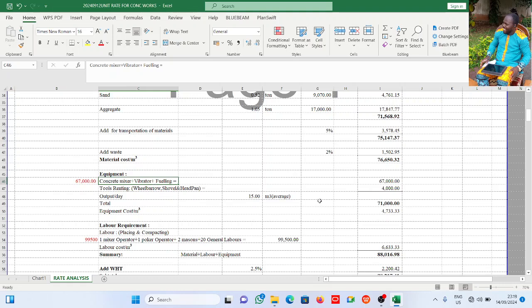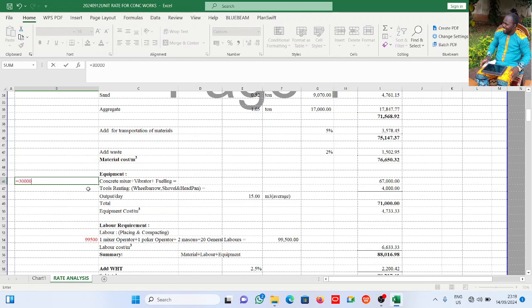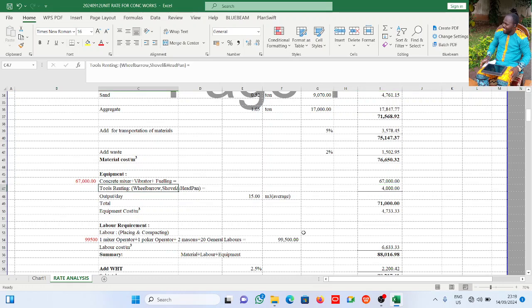Then you have the fueling. All right, the concrete mixer goes for 30,000. Also the poker vibrator. Then we have the fueling, which is 7,000 naira per day. So that is how I arrive at this 67,000 naira. Now of course you will need a barrow or shovel headband to transport this concrete to where you are going to place it. 4,000 naira.